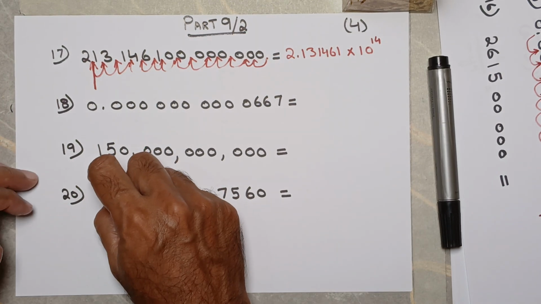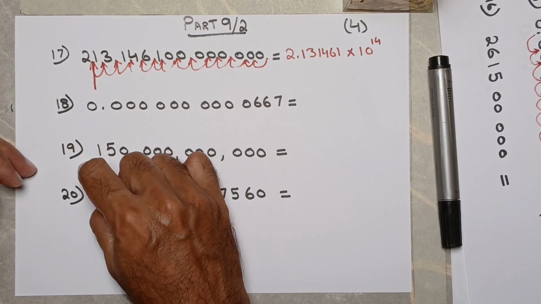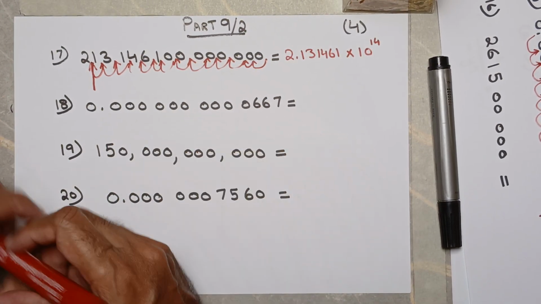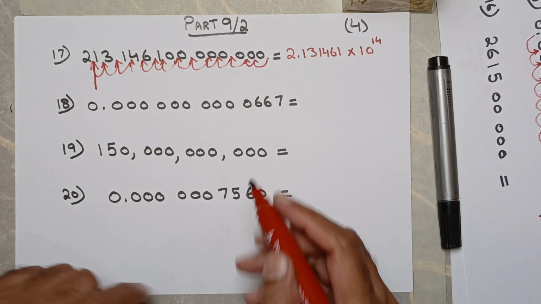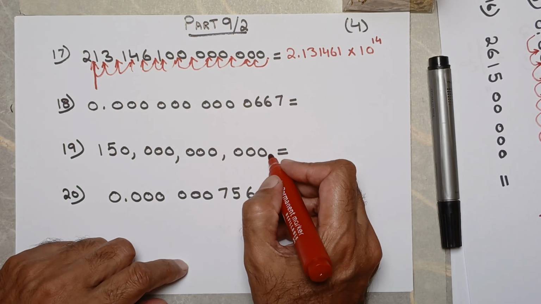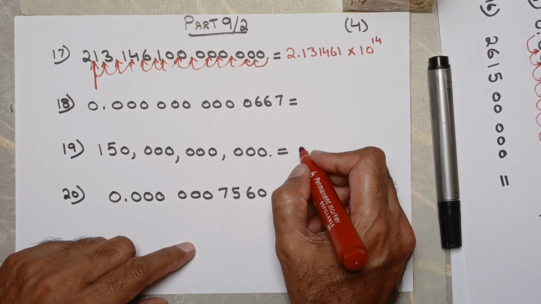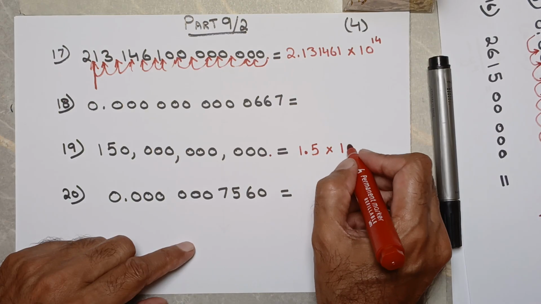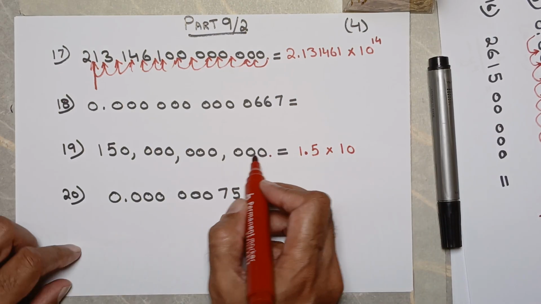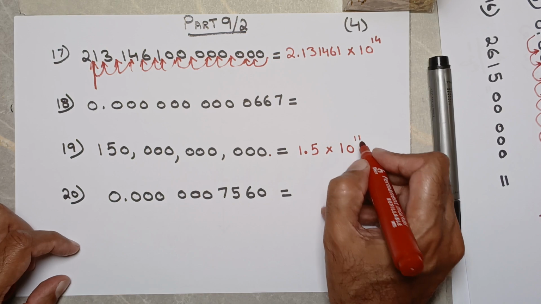My last question, the 19th question of this exercise, is 150 billion. Again, the decimal, it is a large value, and I have got a positive exponent over here. And now I'm going to write it as 1.5 multiplied by 10 raised to the power 1, 2, 3, 4, 5, 6, 7, 8, 9, 10, 11. So here it comes 11 over here.